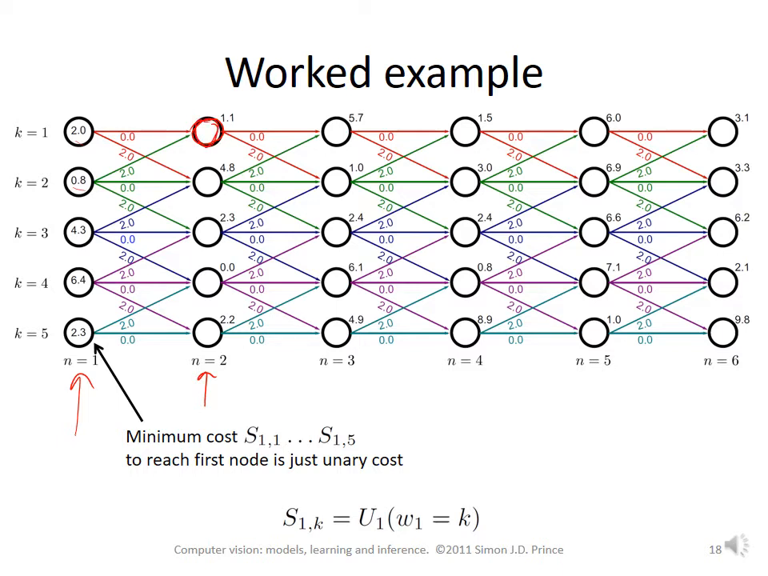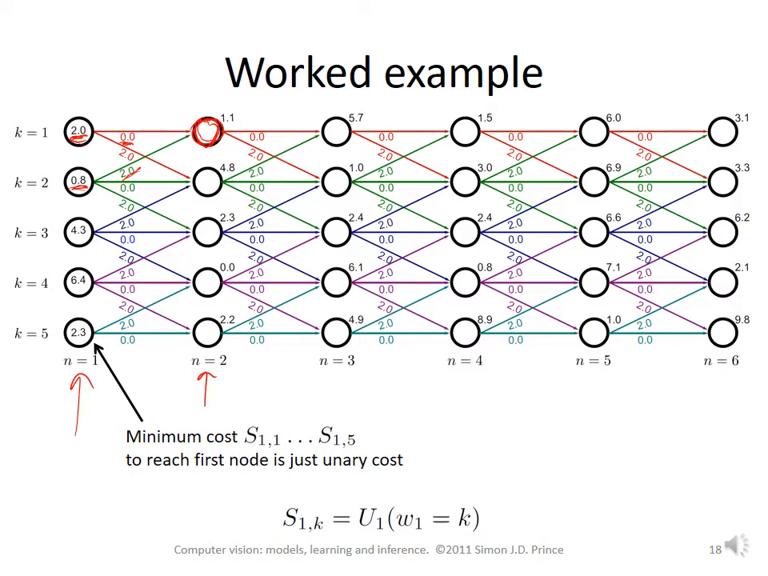And we can see that we could either pay a cost of 2.0 plus 0. Remember, these are additive, the unary and the pairwise cost. 2.0 plus 0, or we could pay a 0.8 plus 2.0. So that's 2.8 versus 2.0. I know which one I would rather pay. I'd rather pay the smaller cost. 2.0 plus 0 is a cost of 2.0.